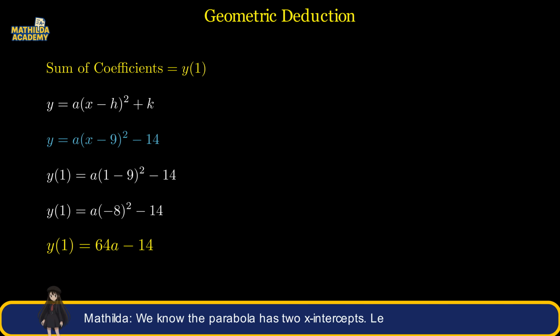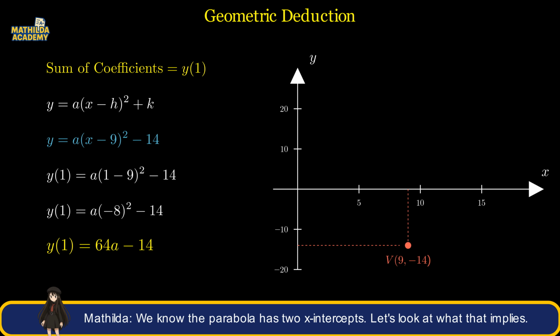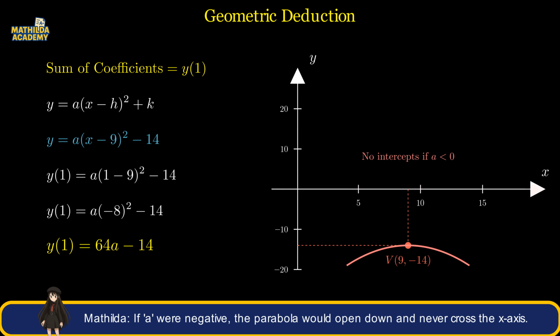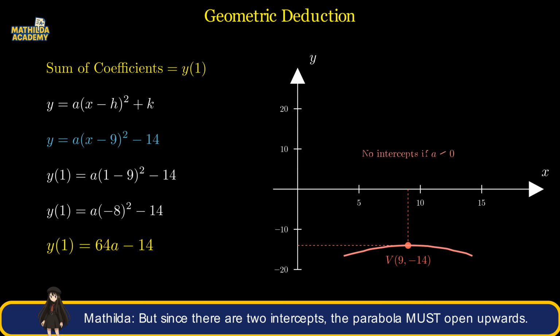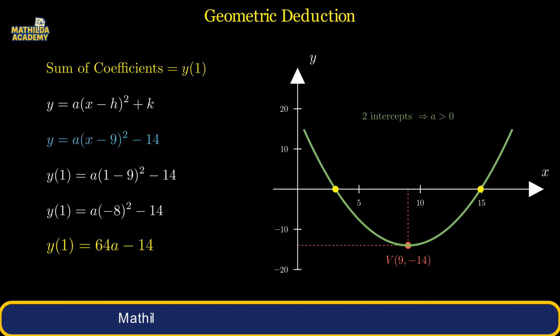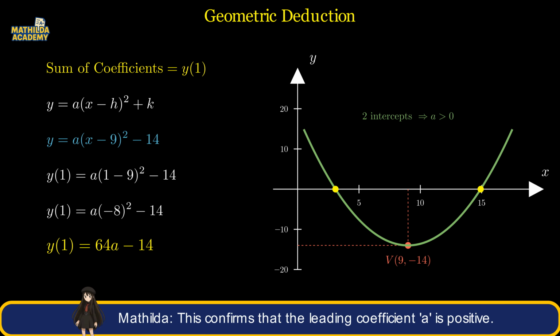We know the parabola has two x-intercepts. Let's look at what that implies. If a were negative, the parabola would open down and never cross the x-axis. But since there are two intercepts, the parabola must open upwards. This confirms that the leading coefficient, a, is positive.